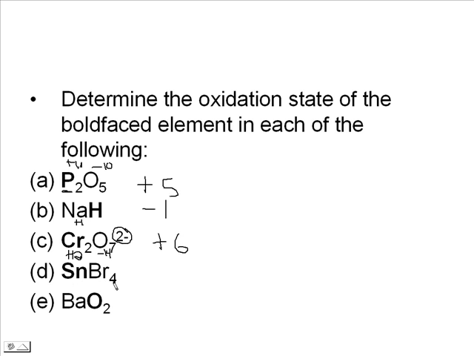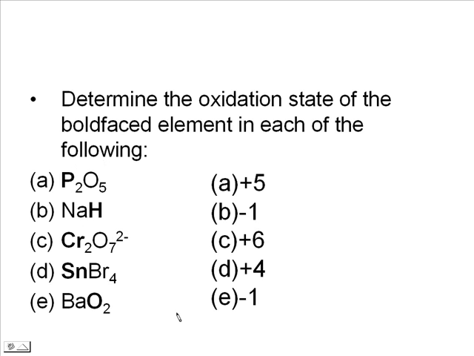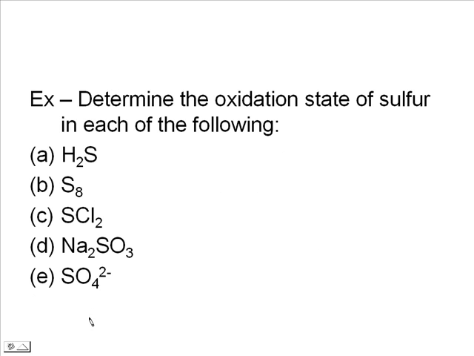In tin bromide, tin 4 bromide, bromine has a charge of -1. There's 4 of them. That means tin has to have a charge of +4 to get it back to 0. And then in BaO2, we know in this case it should just be BaO because of the charges, but in this case it must be a peroxide. So therefore, oxygen's -1. There's 2 of them, so barium must be +2. Yeah, you wouldn't have BaO2 unless barium has to be +2, right? Come back here.